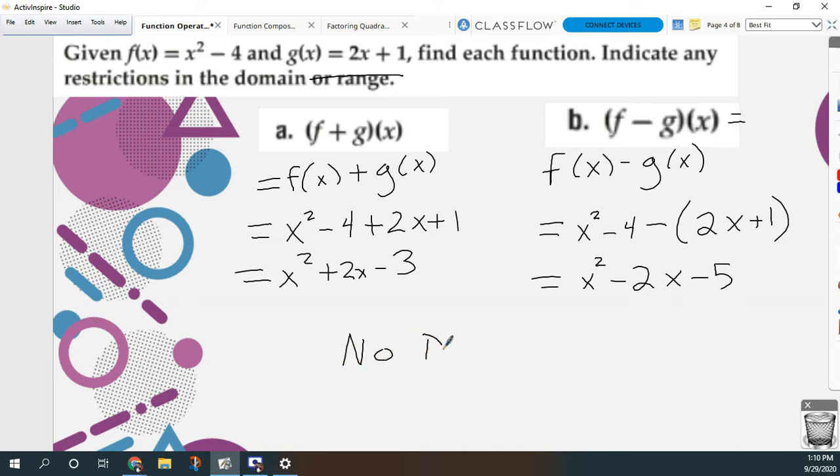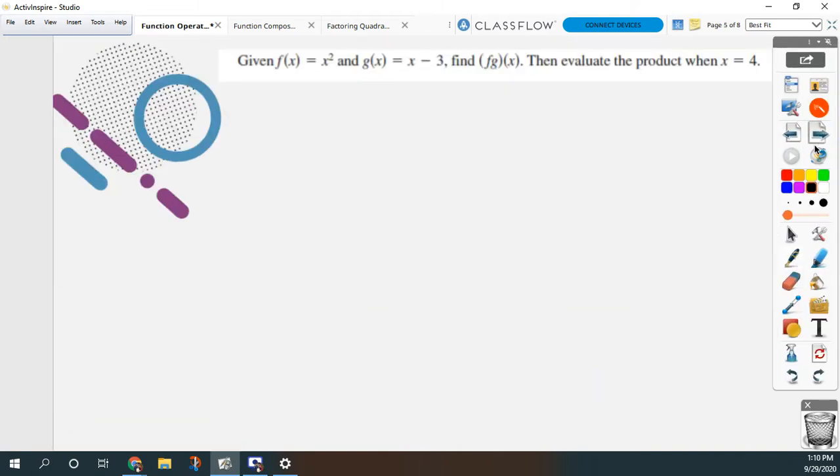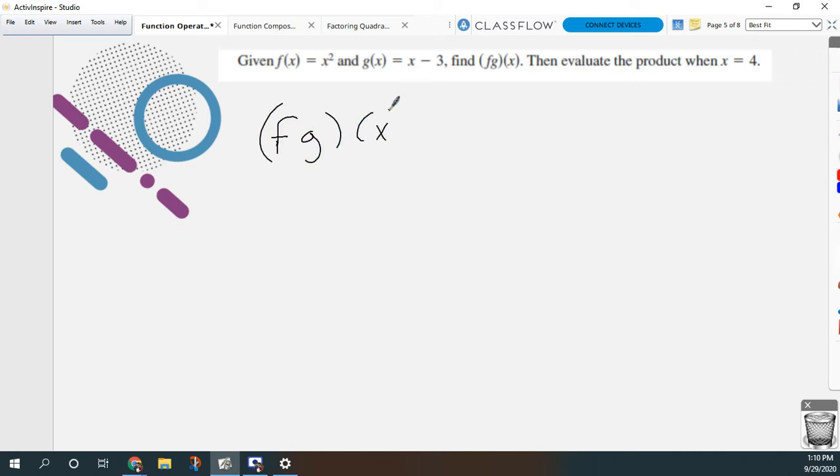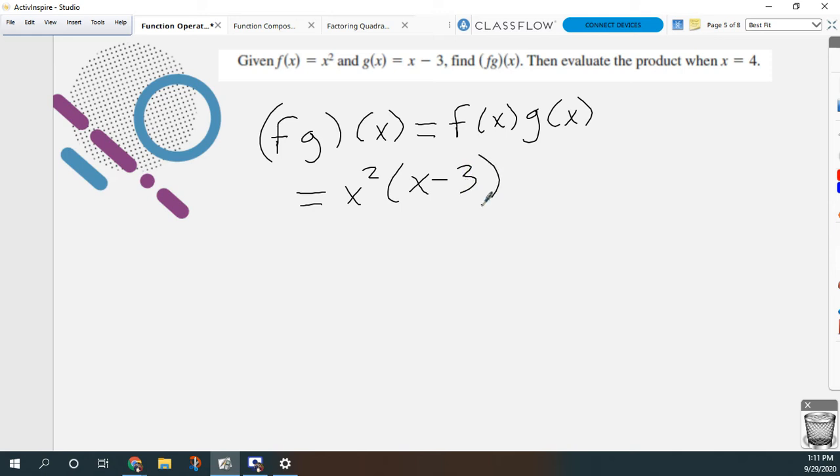So that means that we're going to have no domain restrictions. Anytime that we start and end with a polynomial, we will not have domain restrictions because we're allowed to plug in whatever we want into a polynomial. On our next one, they want us to multiply. So we have f times g of x. Again, we can separate this out into f of x times g of x. This is going to equal x squared times x minus 3. And since we have a monomial times a binomial, we can just distribute that x squared.